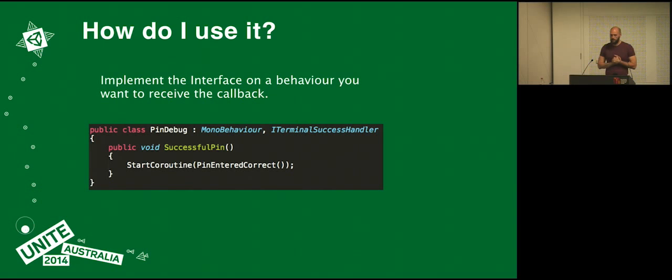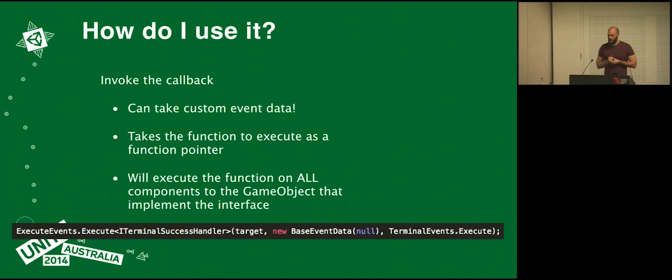Now, the third step is you just inherit off this interface on your MonoBehaviour. As you can see here, we have implemented the function. And then it's just as simple as calling a helper function on the event system. What that does is it looks up on the game object which components have this interface on them, and then executes them as you desire. So it can take custom event data, as you see at the bottom. This is just taking a base event data currently, so it's not super important.